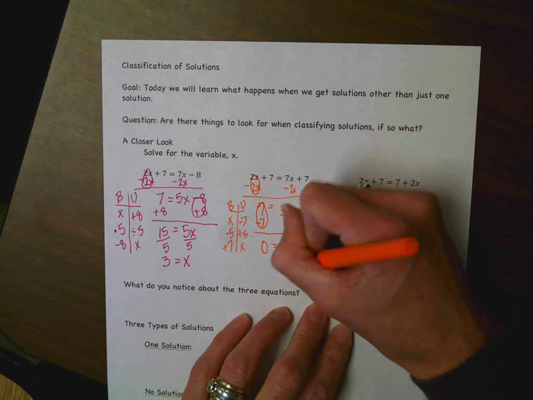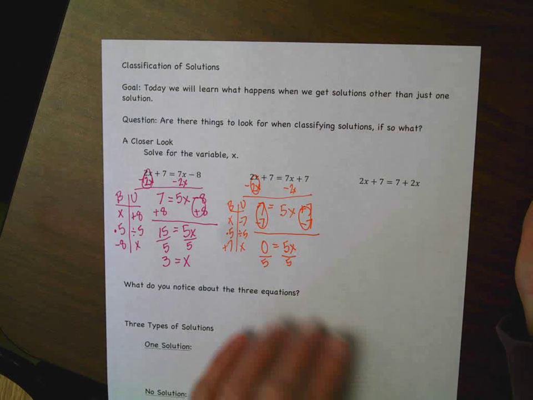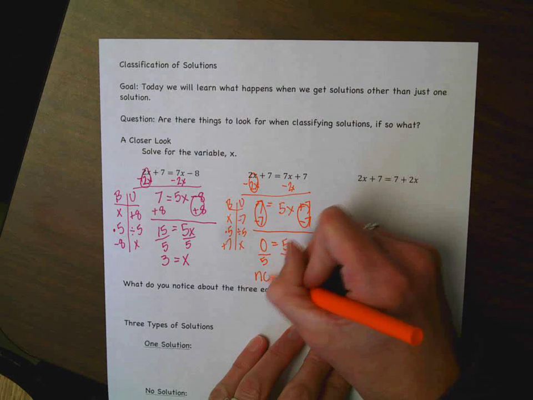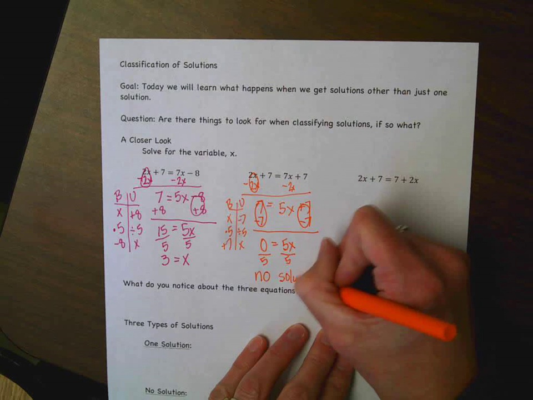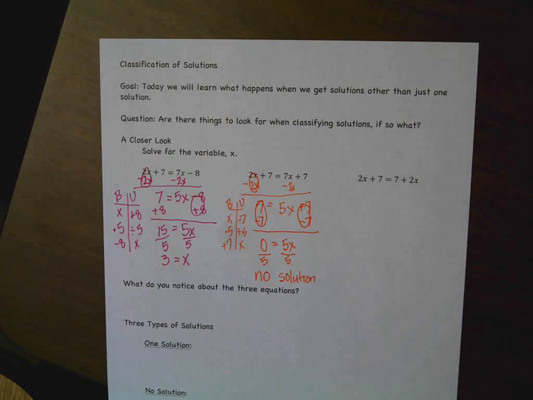Okay, divide by 5. Can you divide nothing by 5? If you have nothing, can you divide it by 5? No. So what we have learned right here is there is no solution. Can't do it. Take a calculator and check it. We've got to prove this so that you believe me.